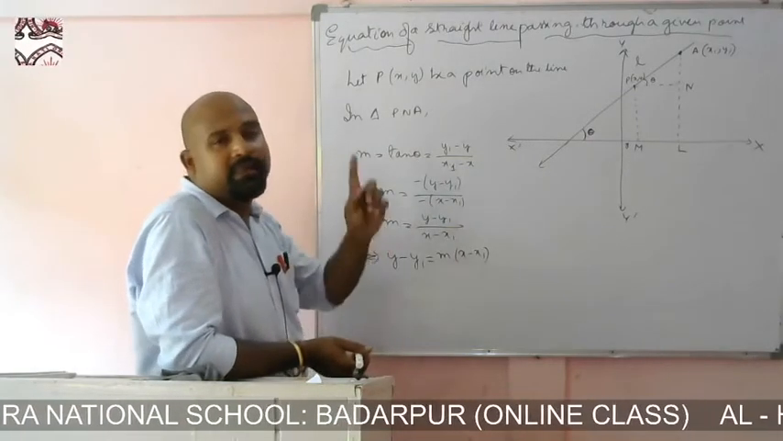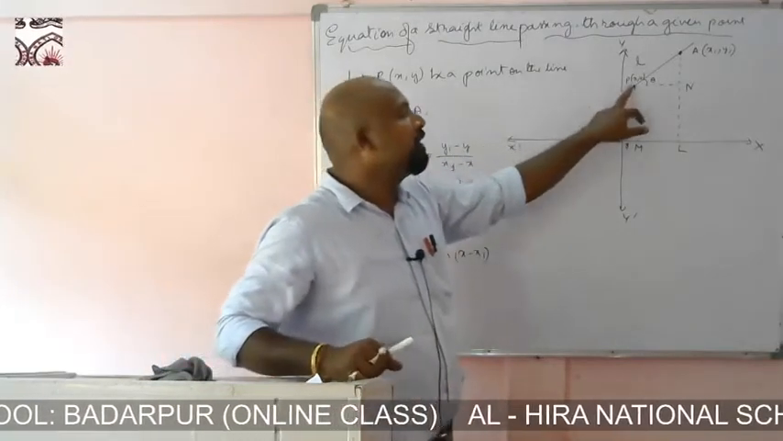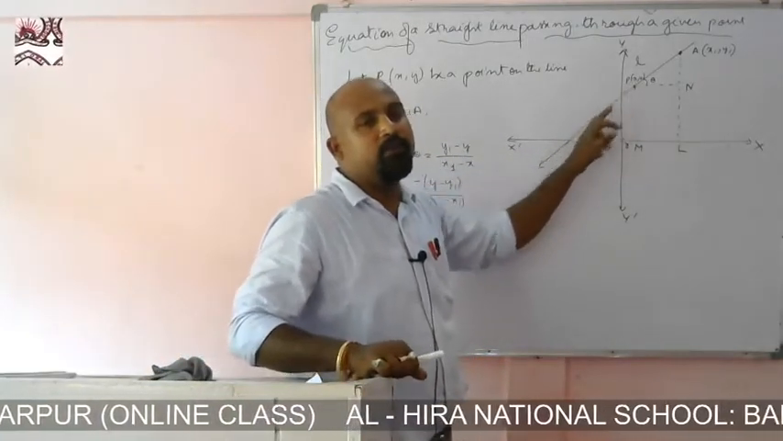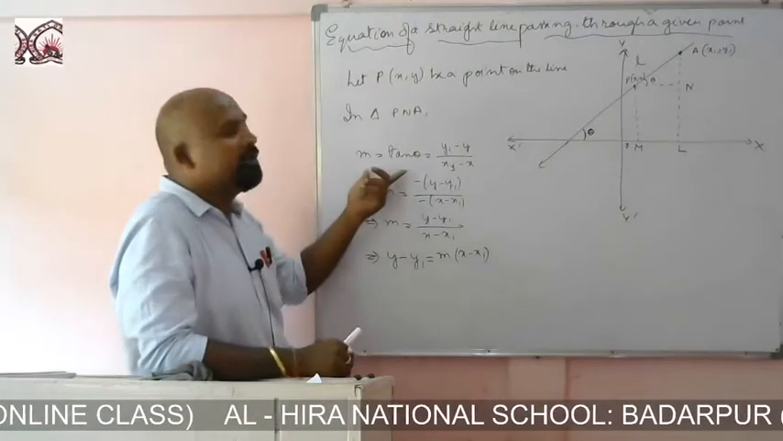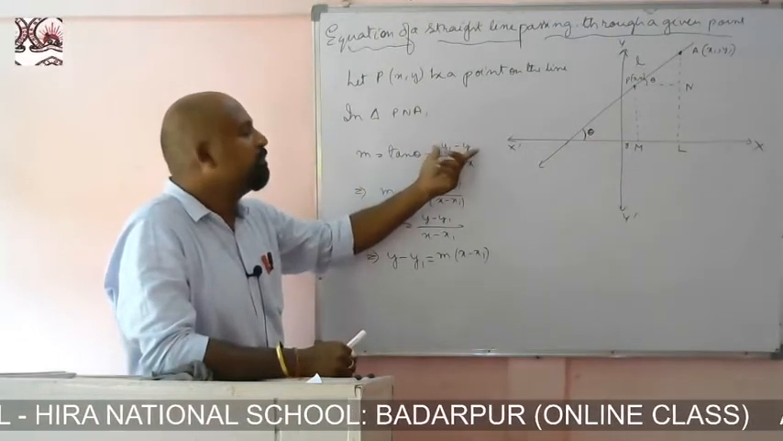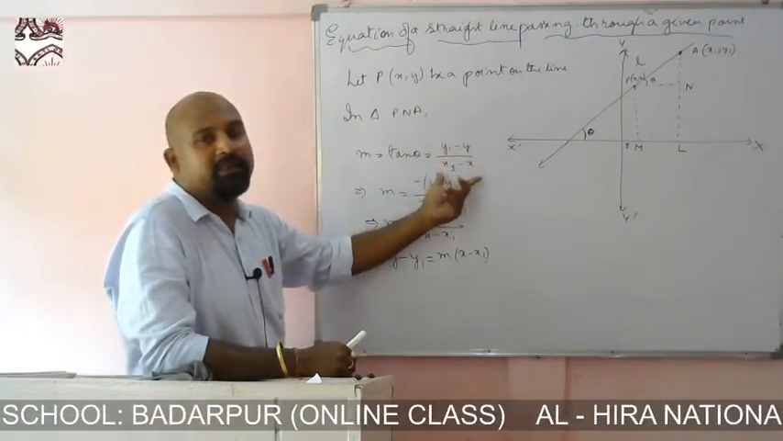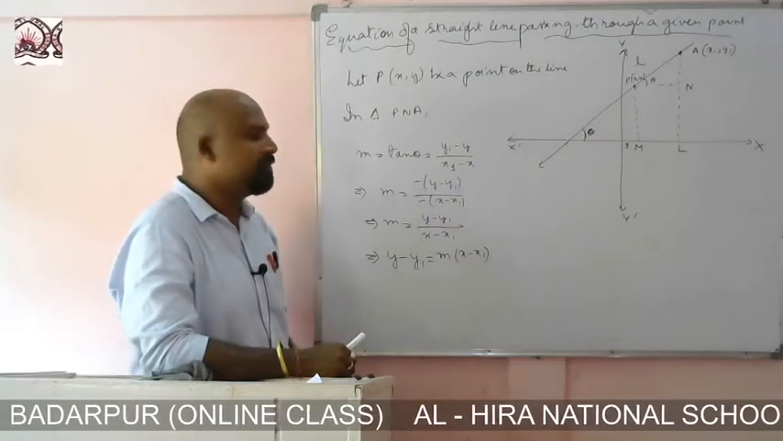Only one single point is known to us, and we have assumed a point that is (x, y). Then we have applied that tan of the angle theta equals perpendicular by base, that is, change in y-axis divided by change in x-axis.